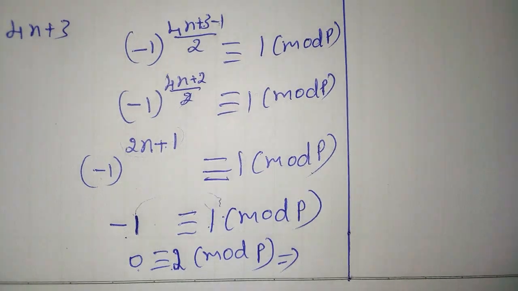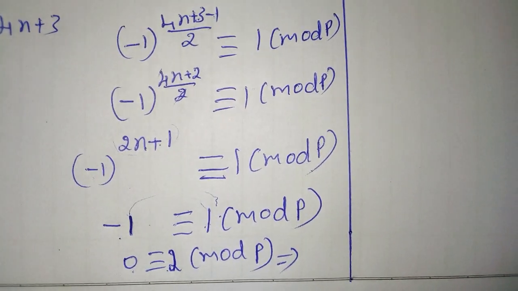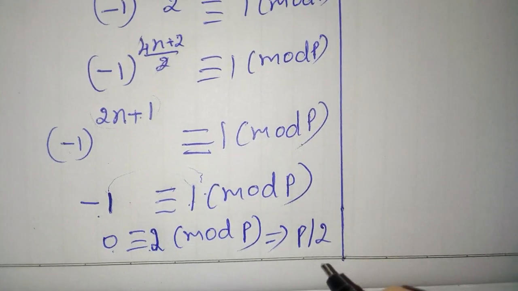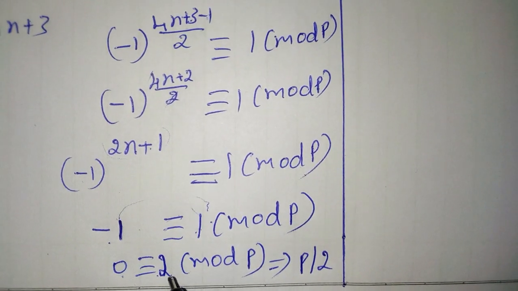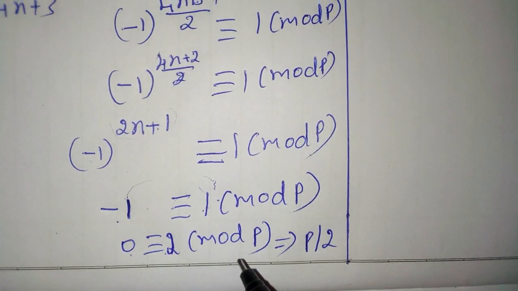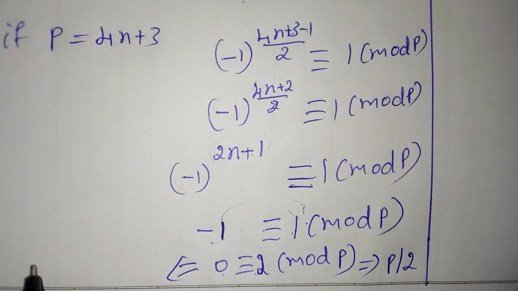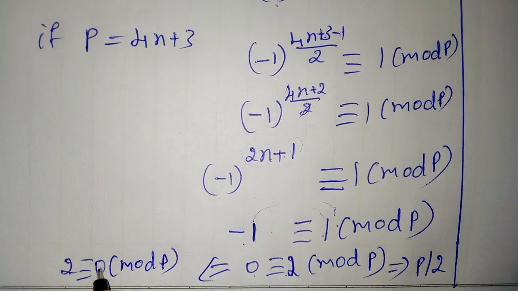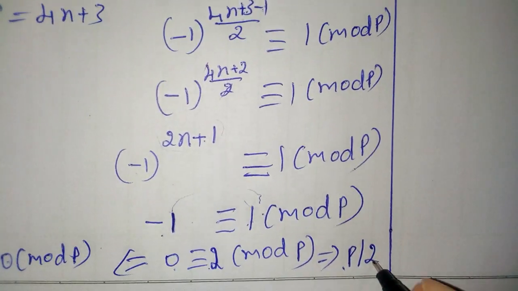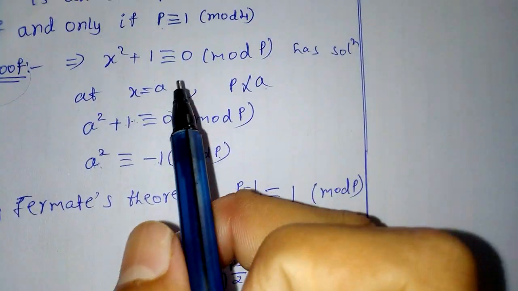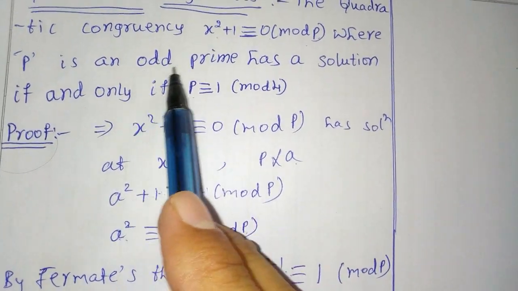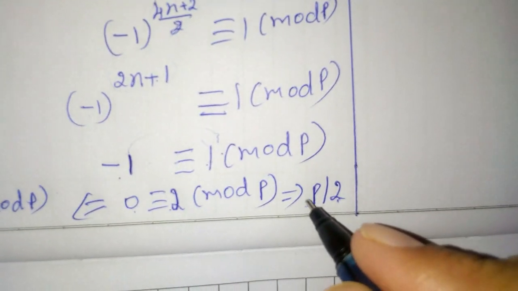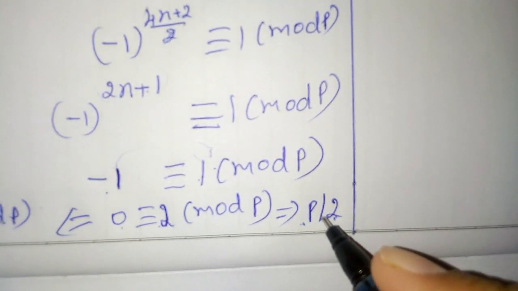This says that p divides 2. We can write it as 2 and 0 are congruent mod p, so p divides 2 minus 0 by the property of congruence. So p divides 2. But they give that p is an odd prime, and if p is an odd prime, p cannot divide 2. So p equal to 4n plus 3 is not possible.